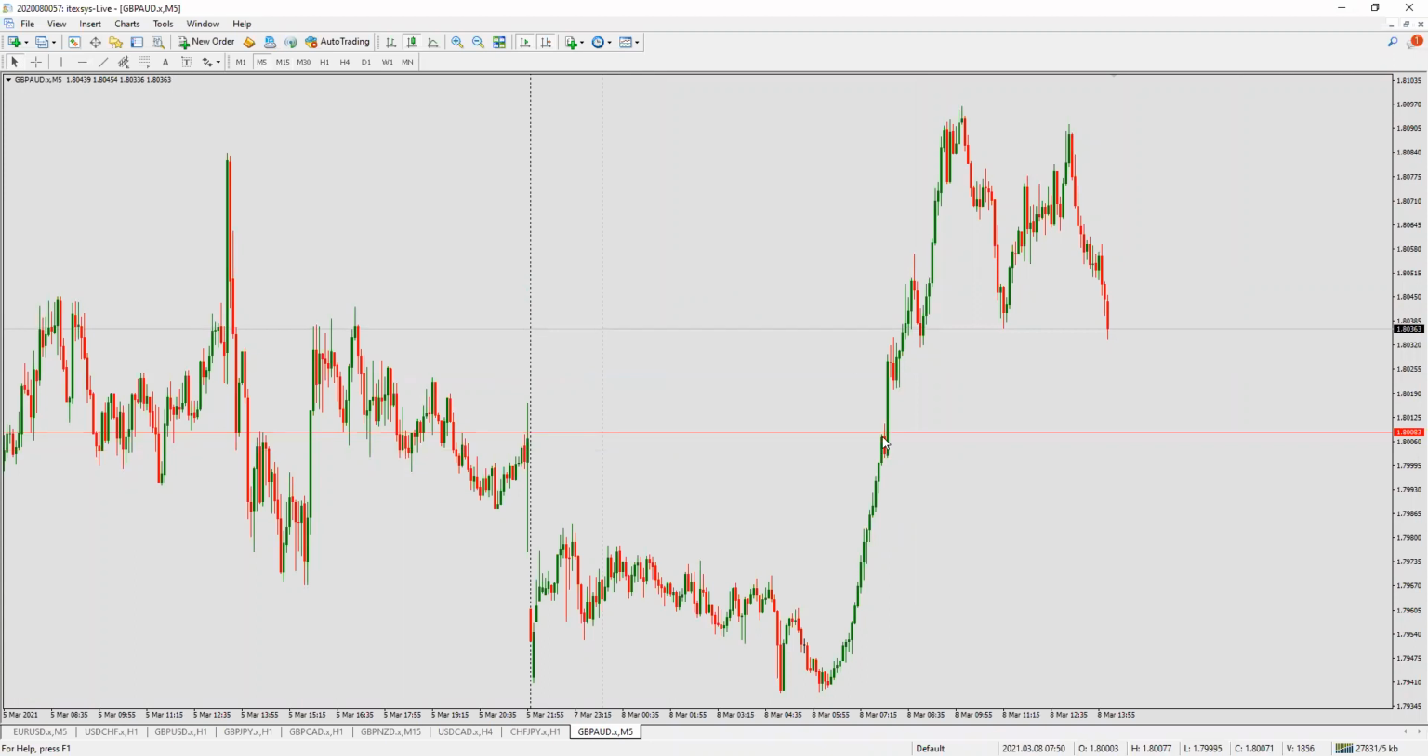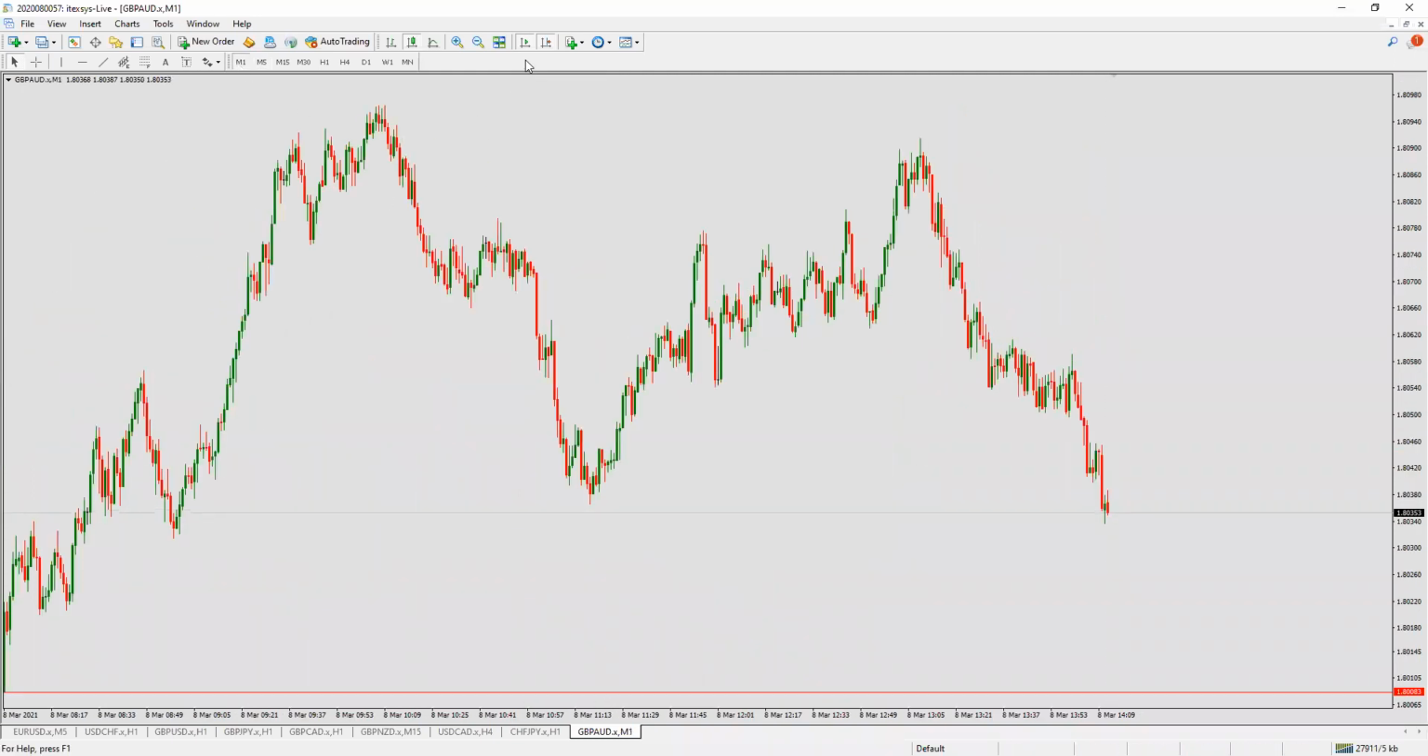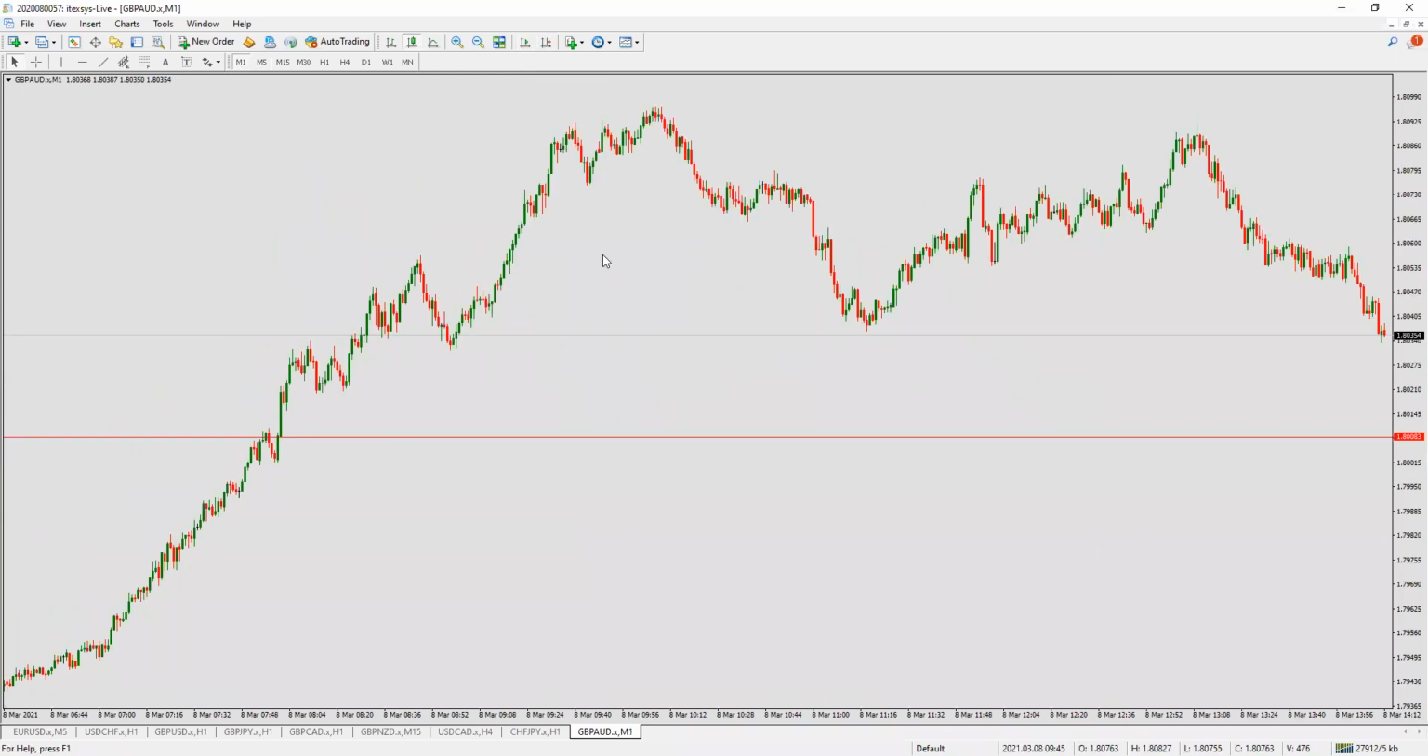You can see the rising, small delay, and then continuing. Here you can see much more powerful movement than what we have here below. I wonder how it looks on the 1 minute time frame.